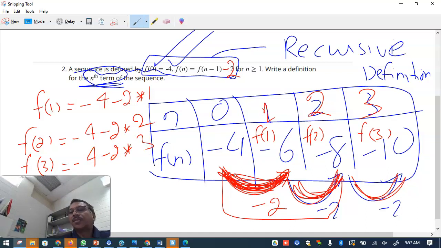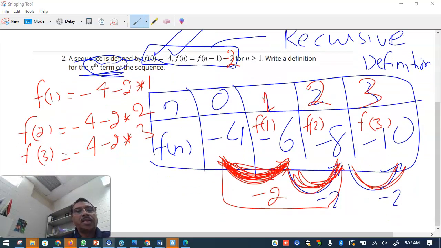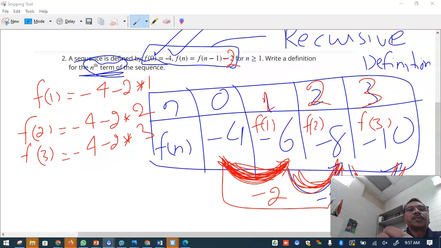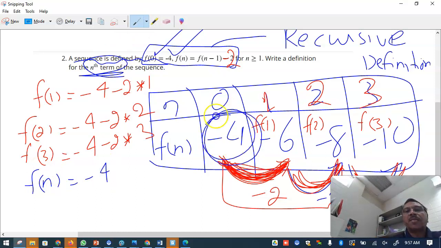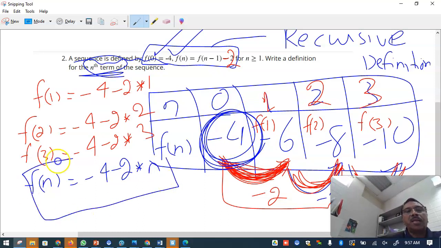And likewise you can write the nth term, and that is f of n equals negative 4. That's the main one. Then you go down by 2, n times, and you're done. But then you also have to say n greater than or equal to 0, and that takes care of everything. Let's move to another one.